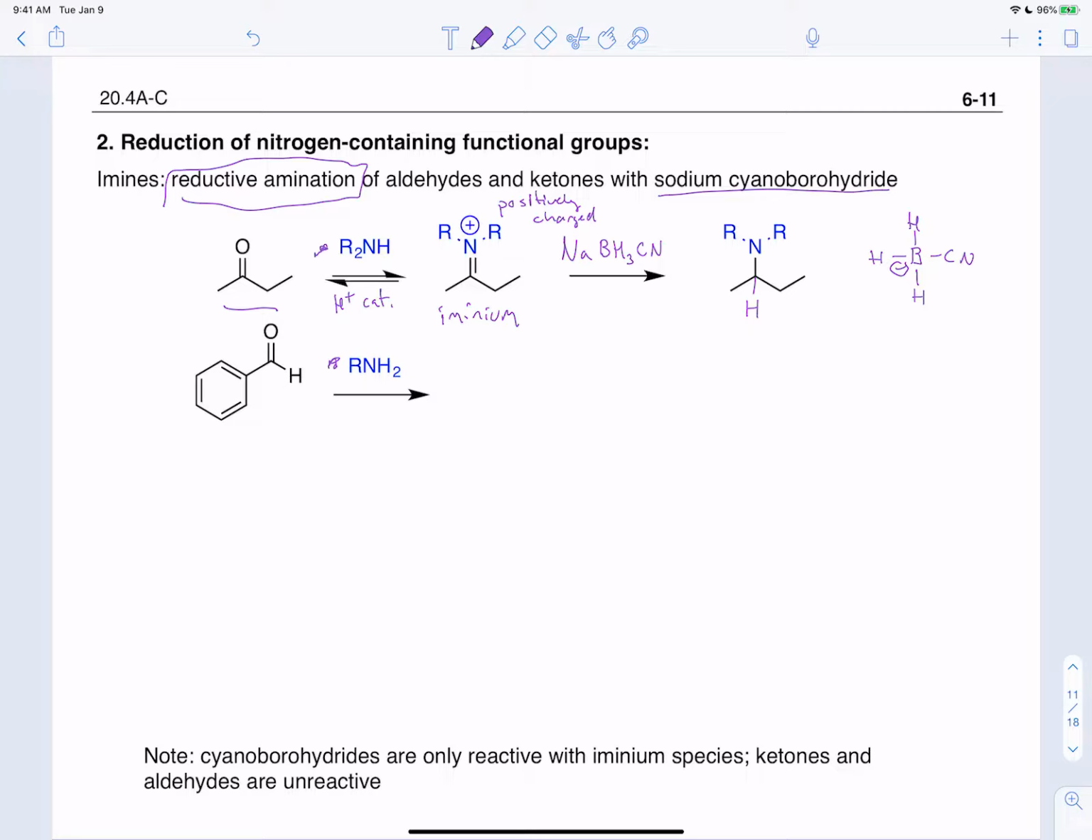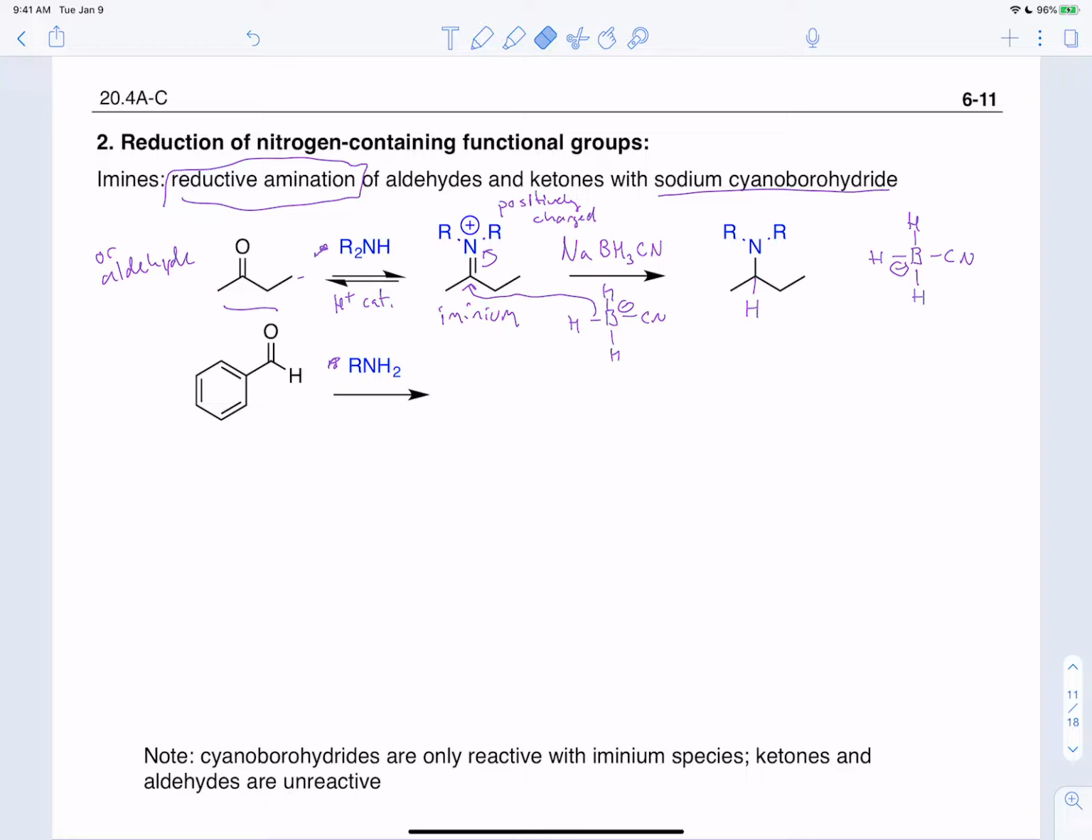And since this is now an activated electrophile, we can have sodium cyanoborohydride add one of its hydrides into the iminium to make a neutral tertiary amine. So depending on the R groups on this secondary amine and the different groups on either side of this ketone, and this could also be an aldehyde, we're able to now make different types of amine derivatives.